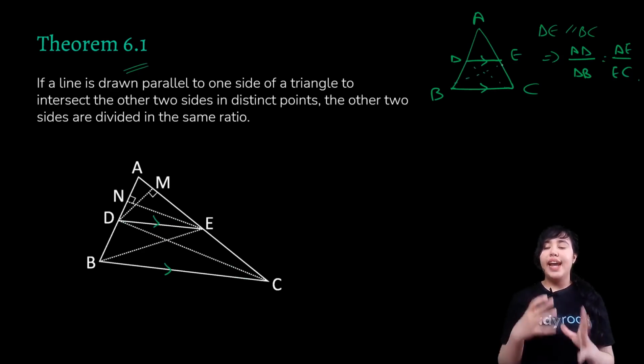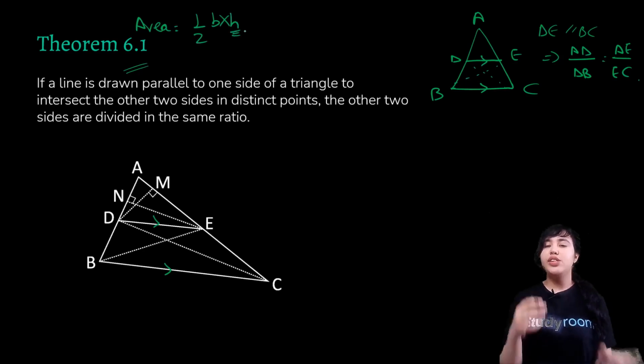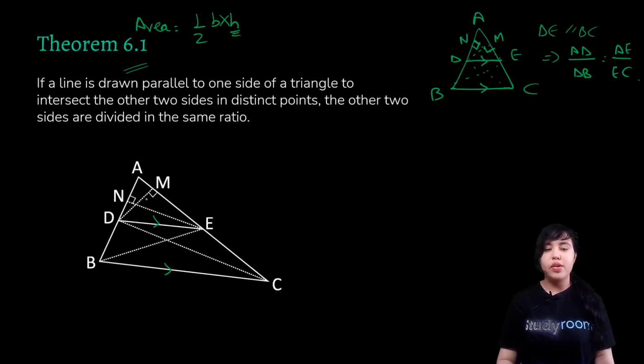Now we'll be finding areas of triangles here. You know that the area of a triangle is equal to half base into height. So to get this height, we need to drop some perpendiculars. From D, you drop a perpendicular on the side AC, and this is DM. Then you drop another perpendicular from E on the side AB, and let's say it is at point N. Okay, so your figure should look something like this.